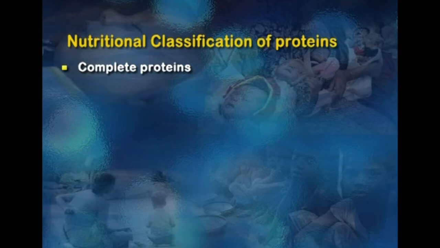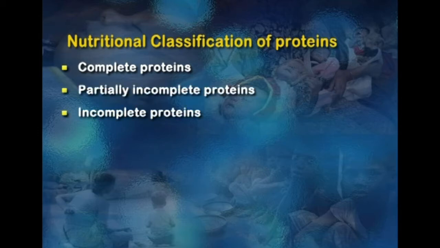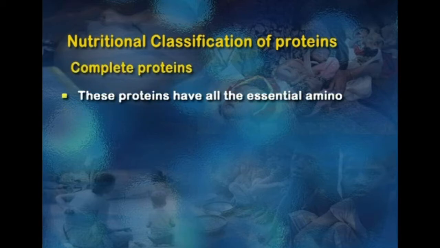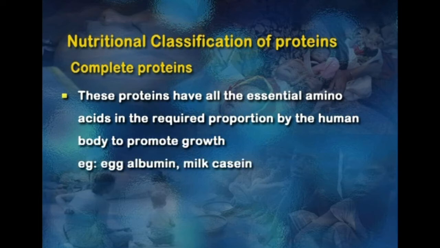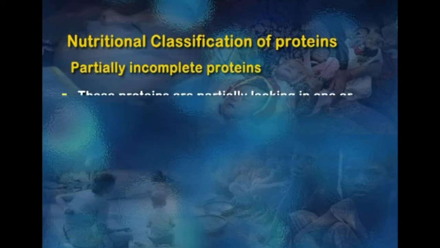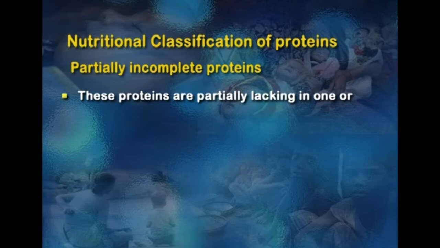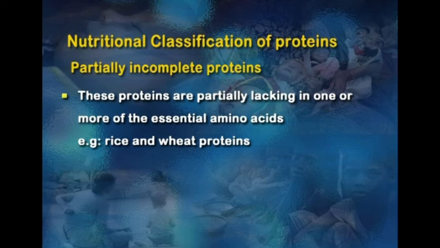Nutritionally, proteins are classified as complete, partially incomplete and totally incomplete proteins. Complete proteins are the proteins which have all the essential amino acids in the proportion required by the human body to promote growth. Example, egg albumin and milk casein. Partially incomplete proteins. These proteins are partially lacking in one or more of the essential amino acids. Example, rice and wheat proteins.